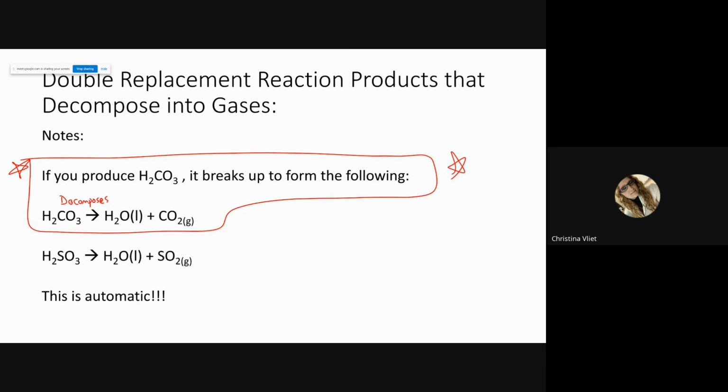We're going to take a look at a couple questions where this happens with double replacement, and then we'll take a look at neutralization reactions, and we'll be done then. Make sure you're writing this down. It's also printed in your notes from last class. The one that I'm asking you to memorize is H2CO3. H2SO3 does do the same thing, but the one I'm asking you to know is the H2CO3 one.